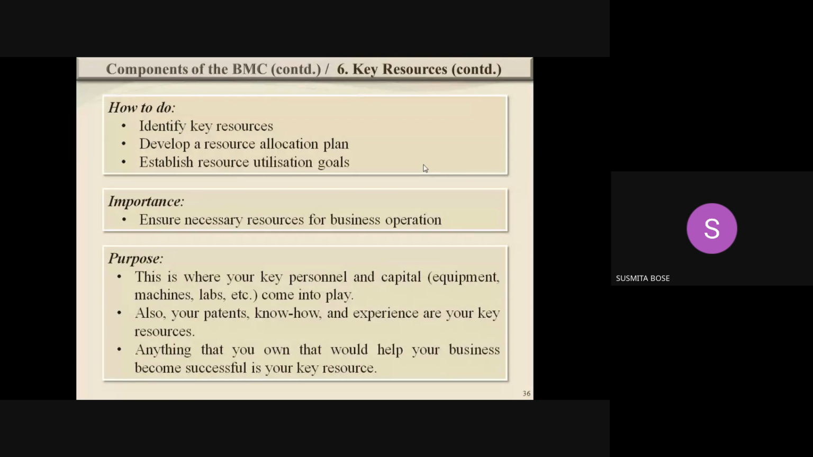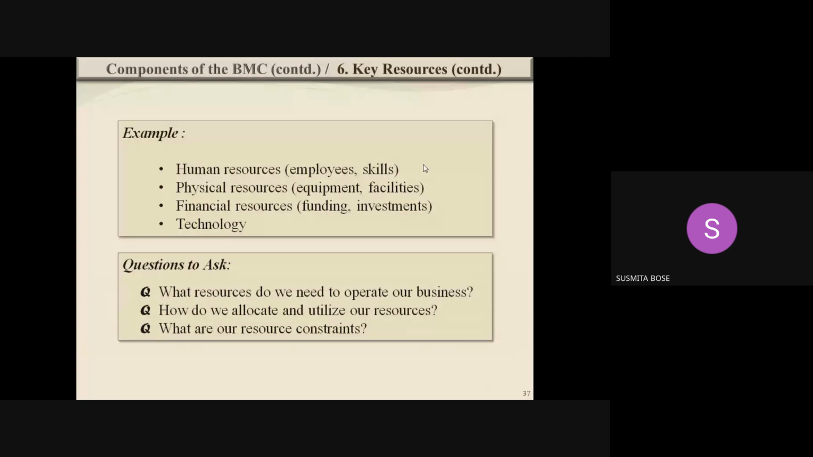Anything that you own that would help your business become successful, whether it is a machine, your knowledge, or your particular skill, everything which is helping the business to become successful is your key resource. For example, human resource, that is employees and their skills, physical resource, equipment, facilities, financial resource, funding, investments, then technology. And here the questions that you need to ask yourselves are: what resources do we need to operate our business? How will we allocate and utilize our resources?